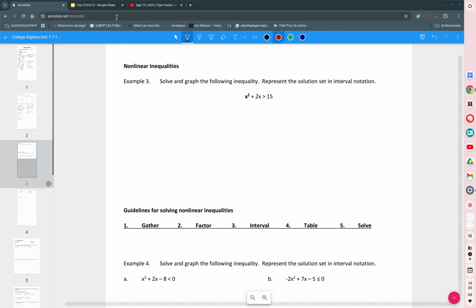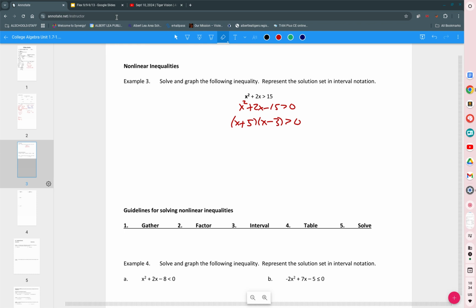x squared plus 2x is greater than 15. And you are correct that you can do x squared plus 2x minus 15 is greater than 0. And in your mind, you're probably saying, well, let's factor that to x plus 5 times x minus 3 is greater than 0. But here's where you've got to stop doing what you would want to do. What most of you would want to do is say x plus 5 is greater than 0 and x minus 3 is greater than 0. That does not work.